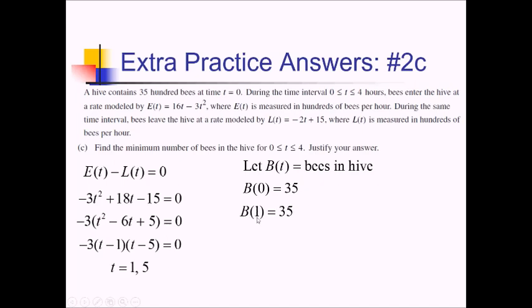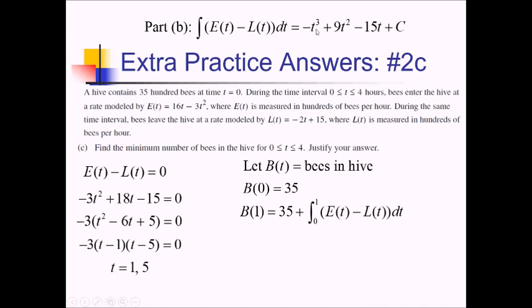Next, I'm going to find b of 1. That's going to be the 35 I started with, plus, using my formula from before, the integral from 0 to 1 of e of t minus L of t dt. And let me put another parentheses in there. Now, just to refer back to what we did in part B, when we took the antiderivative of e of t minus L of t, which is this expression over here, that was negative t cubed plus 9t squared minus 15t, and I'll just write a plus c because this is an indefinite integral I'm showing you here.